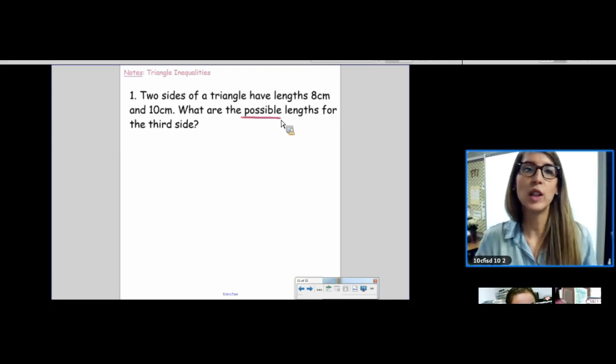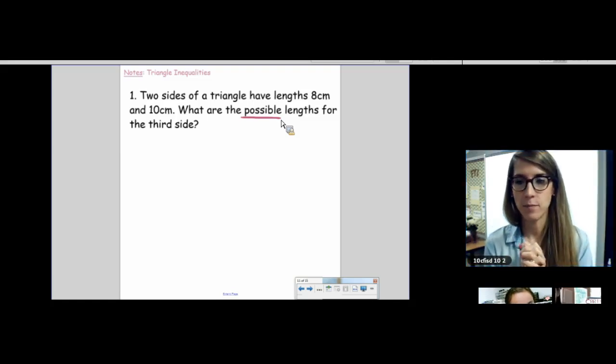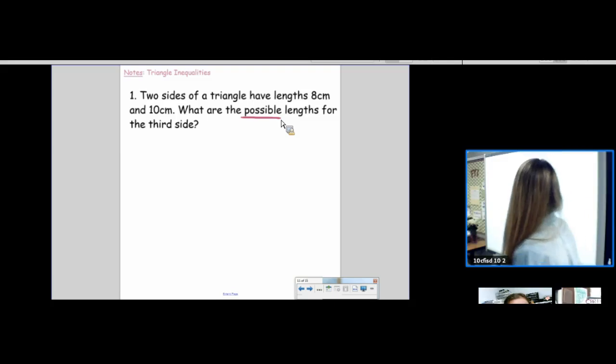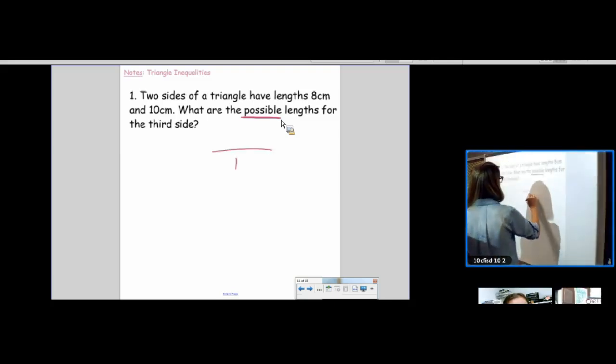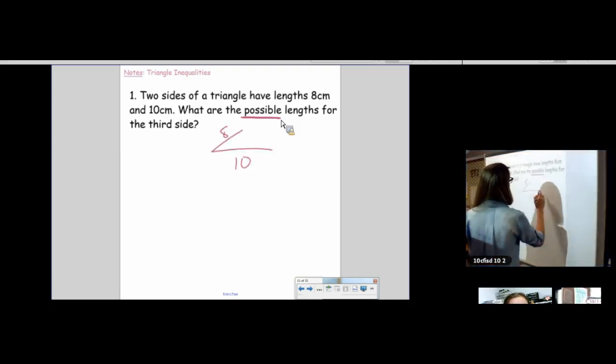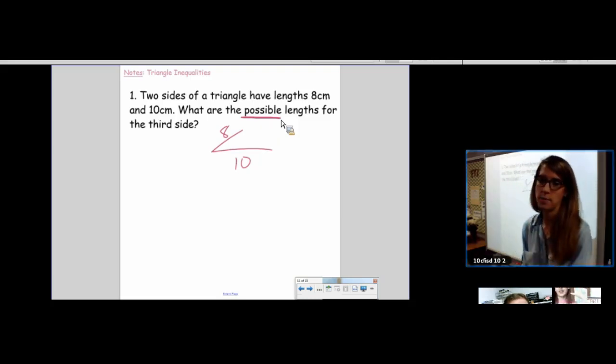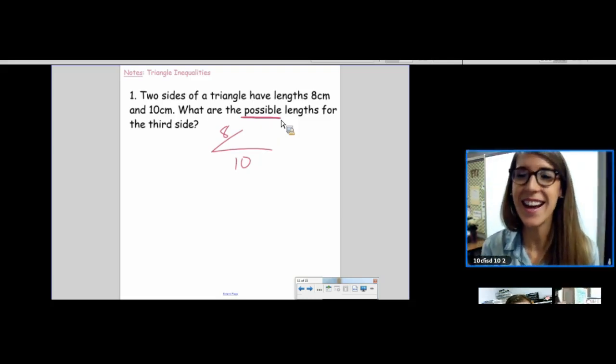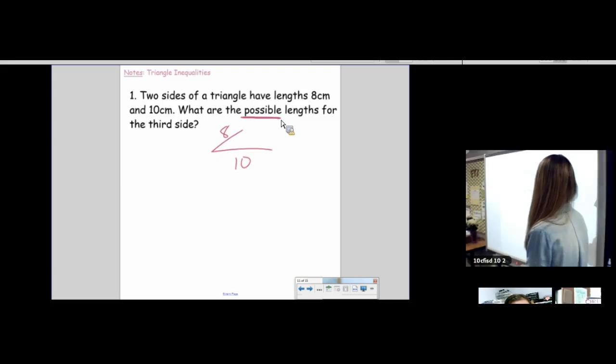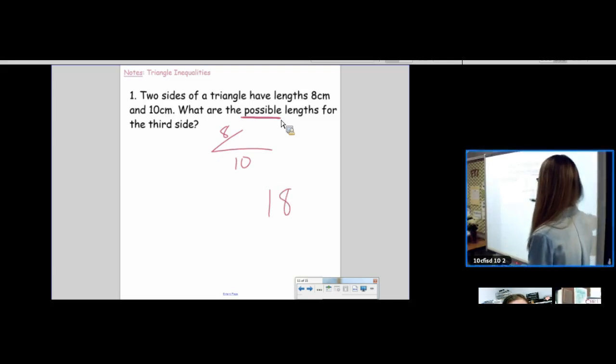So let's talk about what the largest the third side could be. So I've got sides of 8, I've got sides of 10. What's the largest the third side could be? 18, good. How did you get that? You added them up, right? So 18 is the max.